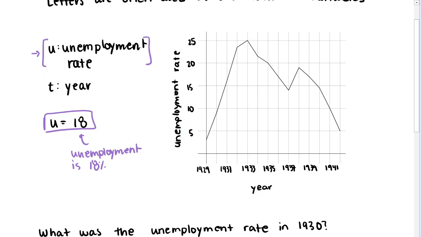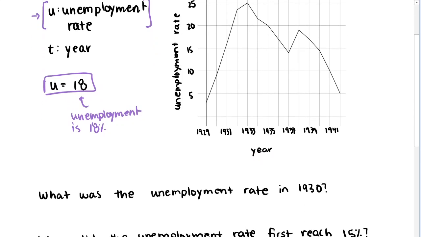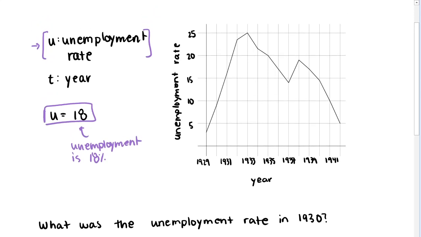So one question I want to ask about this graph is, what was the unemployment rate in 1930? I'd encourage you to pause the video and see if you can make sense of this question, or see if you have any idea. So here, hopefully this was clear.